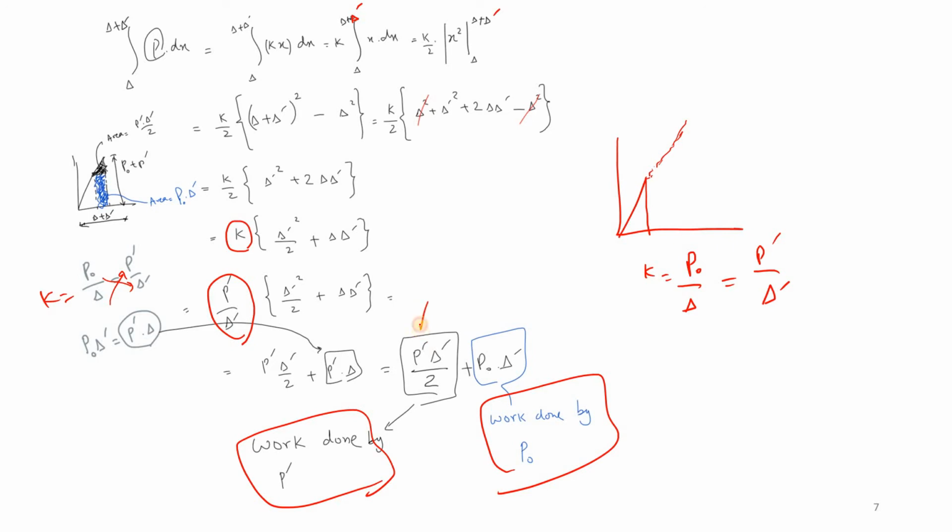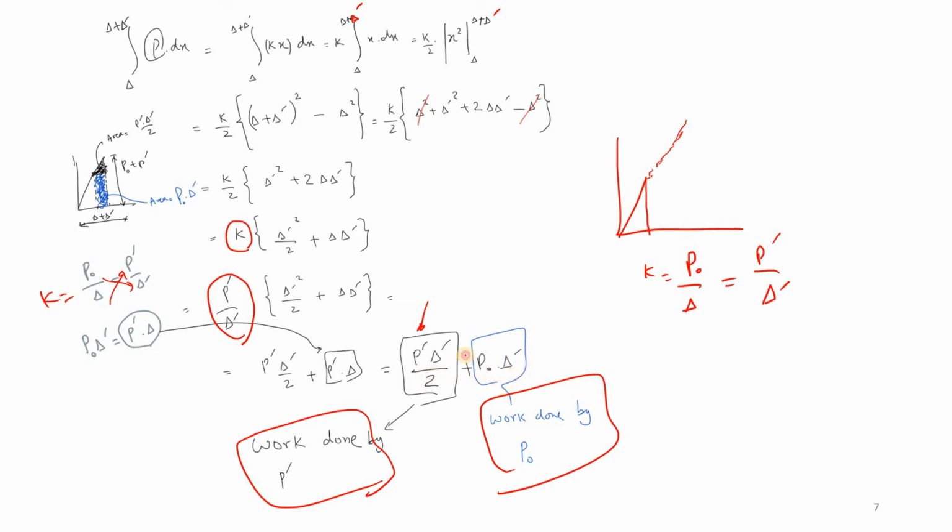Work done by P prime is of the same form because delta prime is being produced by P prime. So work done by P prime would be equal to P naught delta prime by 2, just as we have seen in the first case, because this time delta prime is being produced by P prime. P prime is the cause of this delta prime. This delta prime is being produced only when P prime is coming. So this delta prime is caused by P prime. So in this case, there's a linear relationship.